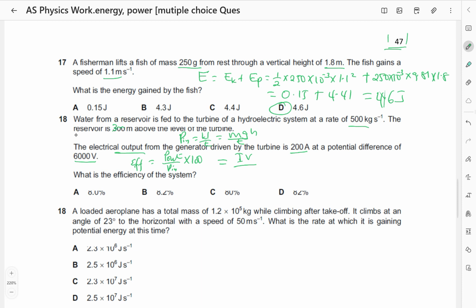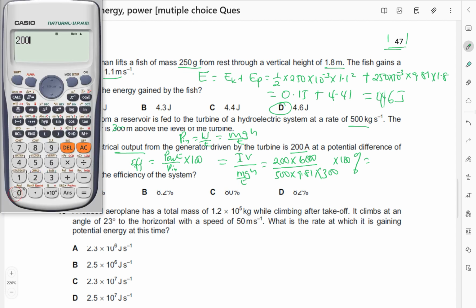But they have given us m over t as 500. So this will be divided by mgh over t. So I'll substitute. This will be 200 times V, which is 6,000, divided by m over t, which is 500, times g, which is 9.81, then times h, which is 300 meters. Then I'll multiply this by 100 to make it percentage.